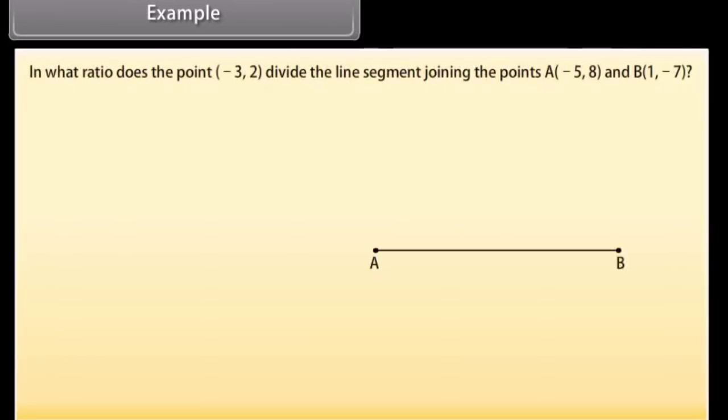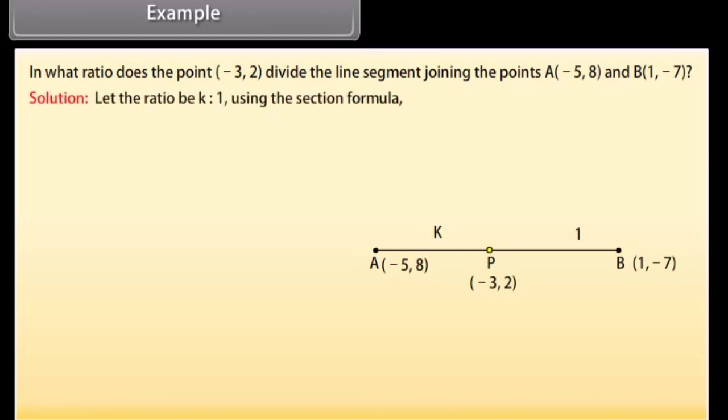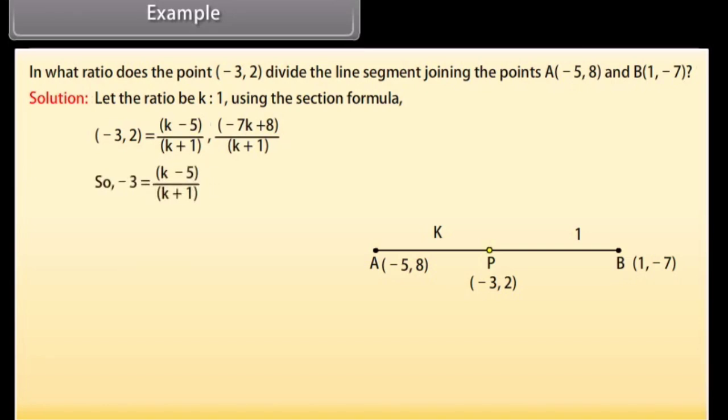Example. In what ratio does the point (-3, 2) divide the line segment joining the points A(-5, 8) and B(1, -7)? Solution. Let the ratio be k:1. Using the section formula, (-3, 2) is equal to ((k minus 5) by (k plus 1), (minus 7k plus 8) by (k plus 1)). So, -3 is equal to (k minus 5) by (k plus 1).